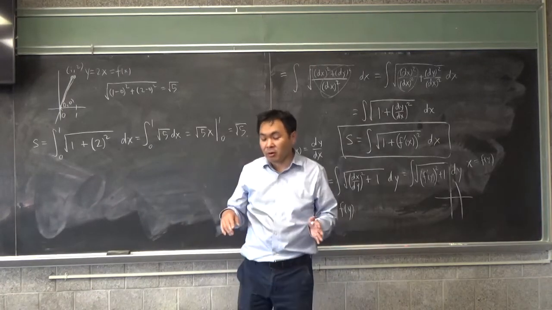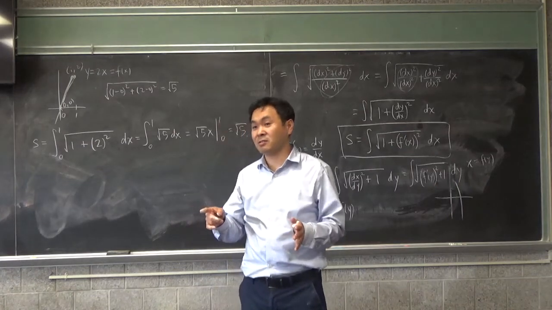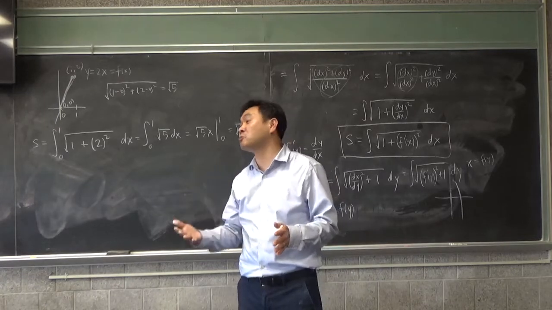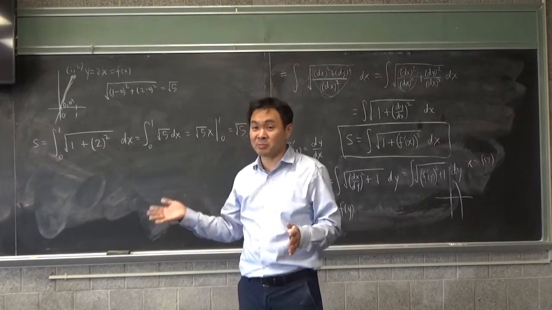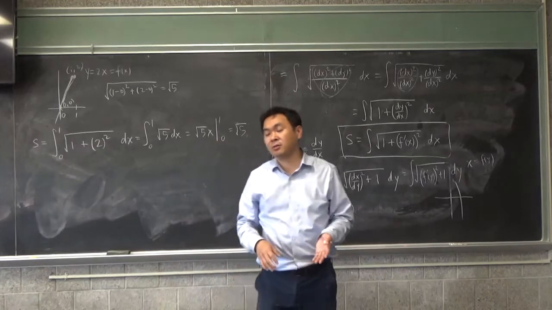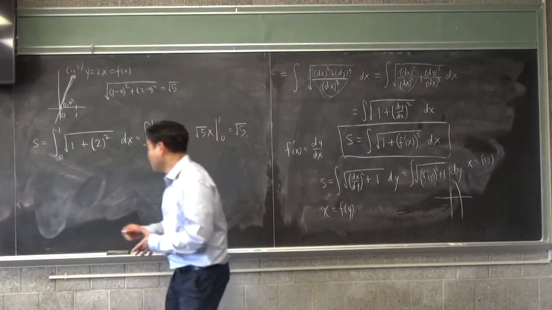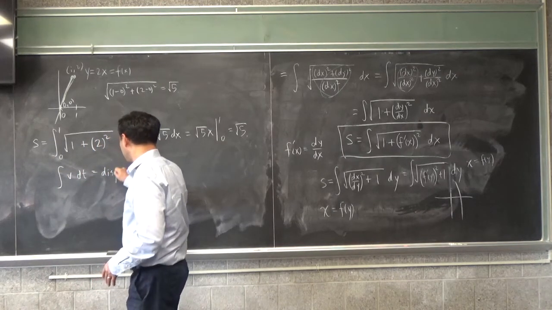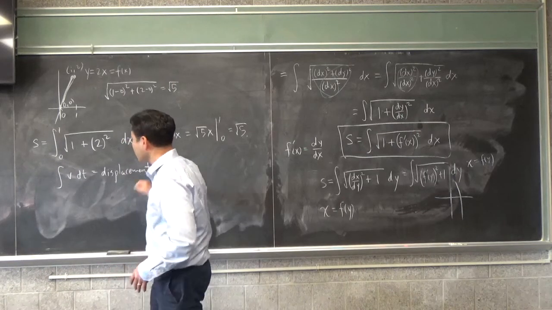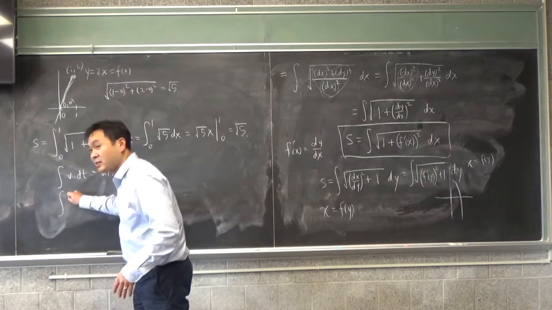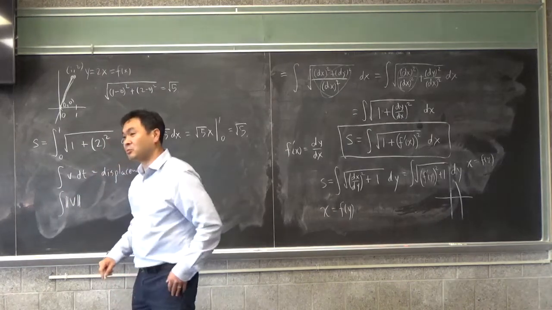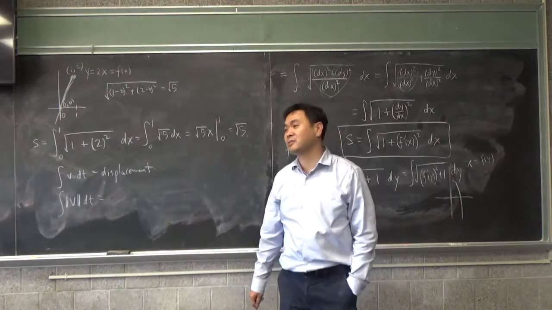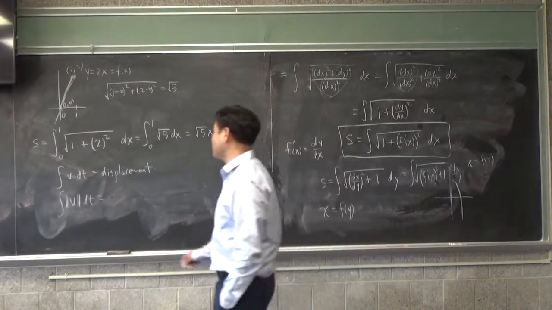Okay? Now, what's the antiderivative of the velocity? Acceleration? No, that would be the derivative. Antiderivative of the velocity will be the position, okay? Or displacement if it's a definite integral. So if you integrate velocity, you get displacement. If you integrate the speed, which is like the absolute value of v, what do you get? You get distance. You get distance traveled.